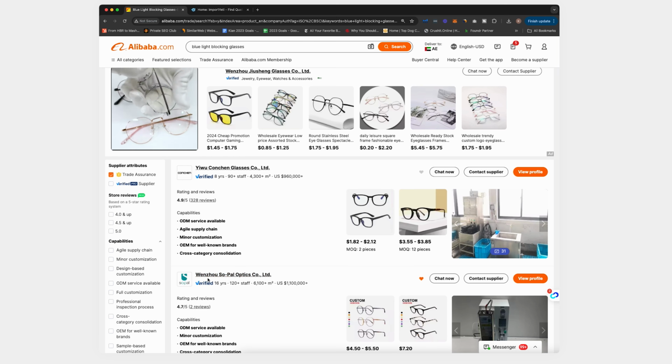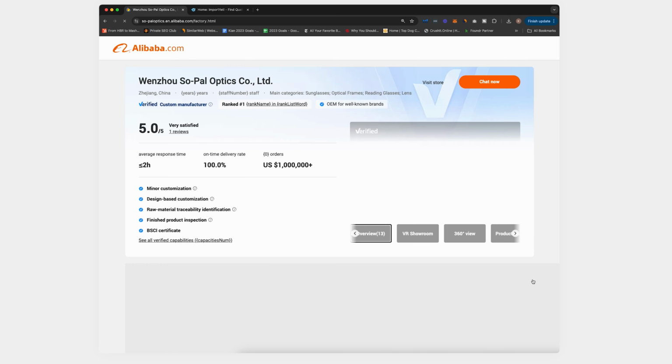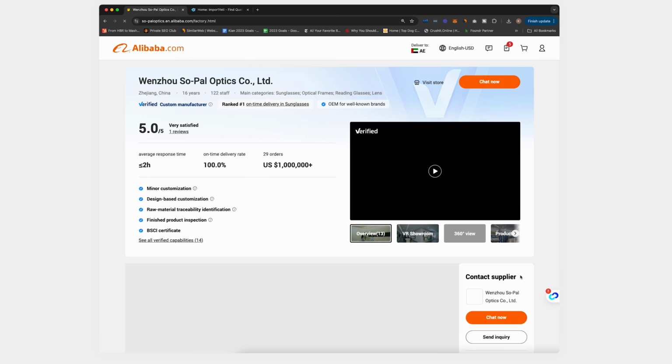So I found a factory which is verified, my payments are protected, they've got a top certification. They're in the area which specializes in that product, and they've been on Alibaba for more than 16 years. So this warrants me to dive deep into this factory and see if this is a good one for me to work with.